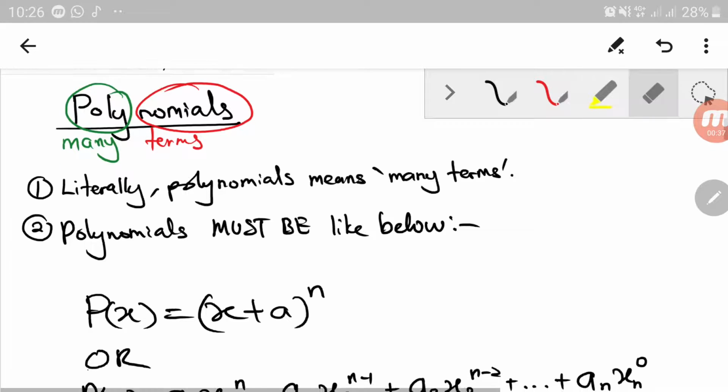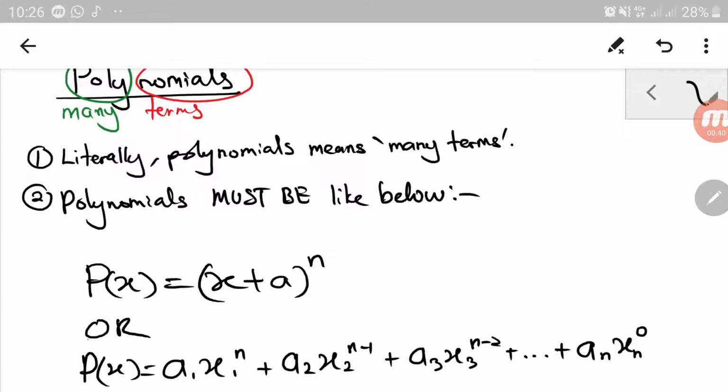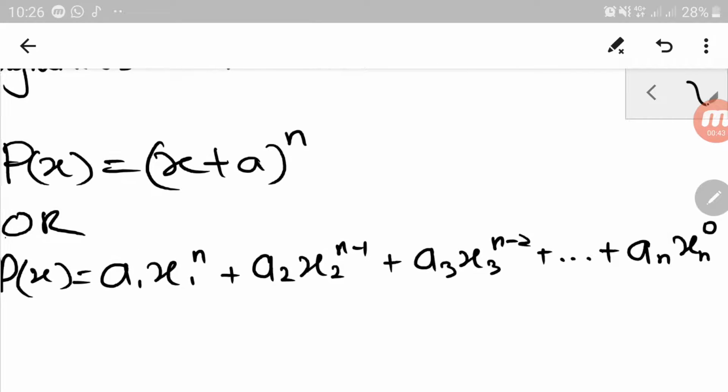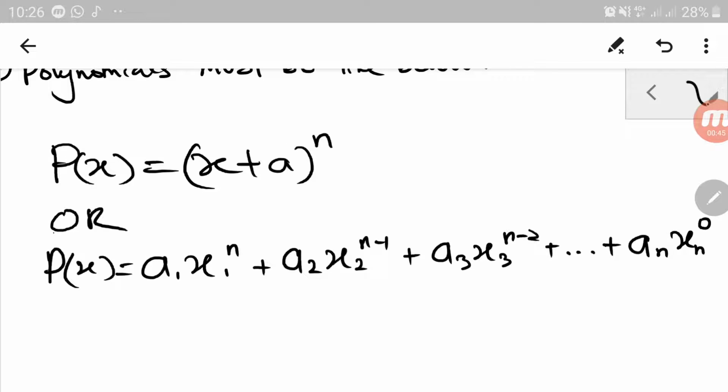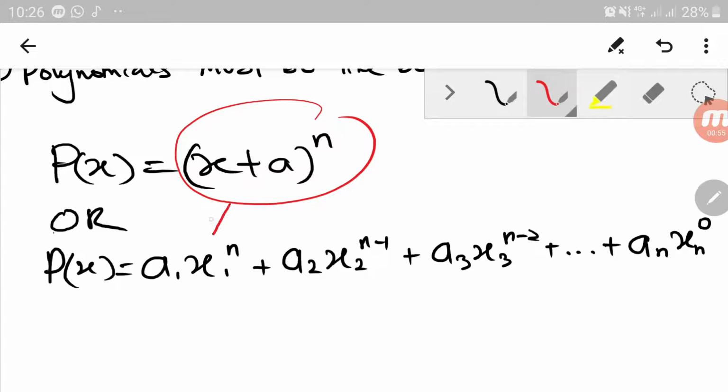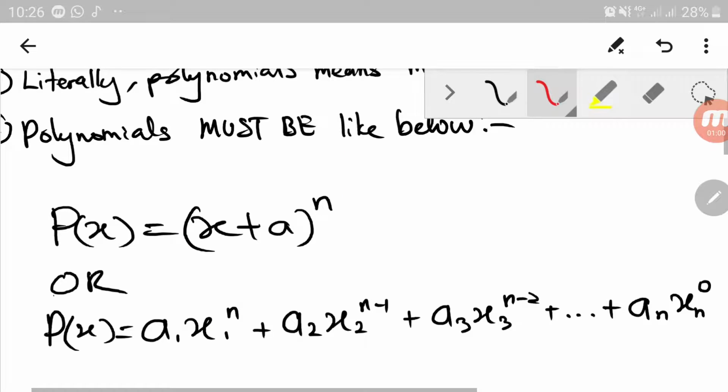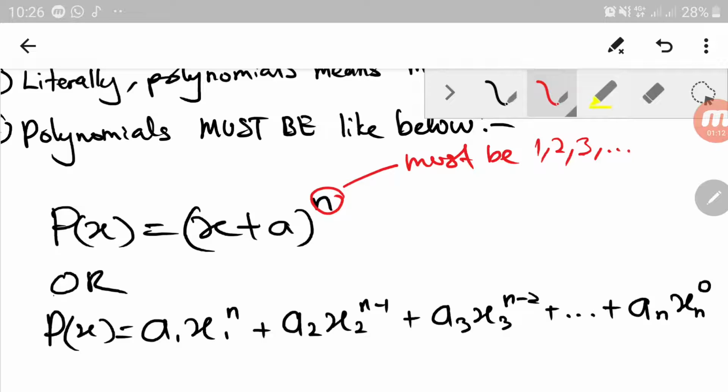And then polynomials must be like below, okay? So a polynomial in the form of (x + a) to the power of n. So when we expand them from here, we get something like this, this long list of them. So what's the condition? There must be some condition for polynomials, okay? First is the n. The n must be 1, 2, 3 and so on.